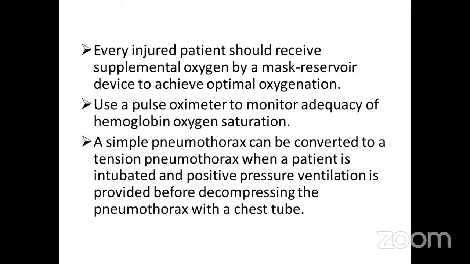And whenever an injured patient is maintaining their airway borderline, definitely for everyone, you should put on a supplemental oxygen mask to achieve optimal oxygenation. And pulse oximetry is needed to see the adequacy of hemoglobin saturation. Whenever you have a simple pneumothorax, prefer to place an ICD before positively ventilating a patient, because positive pressure ventilation will convert the simple pneumothorax into a tension pneumothorax.